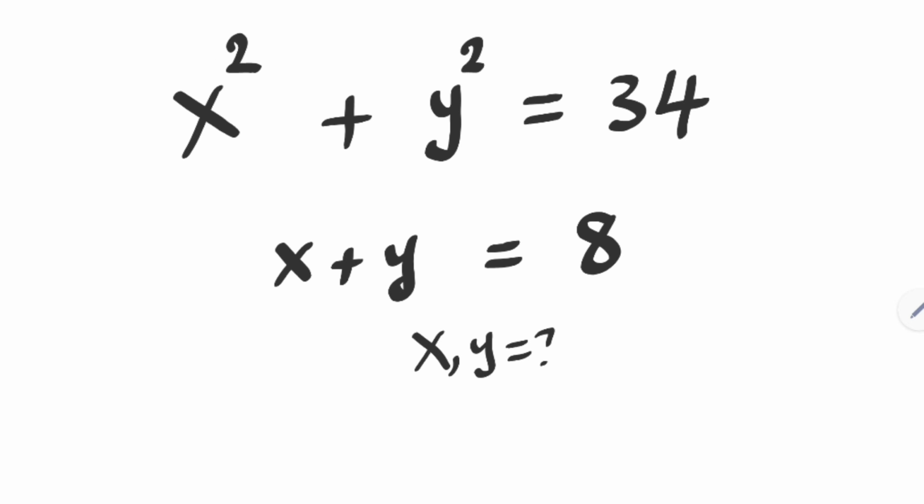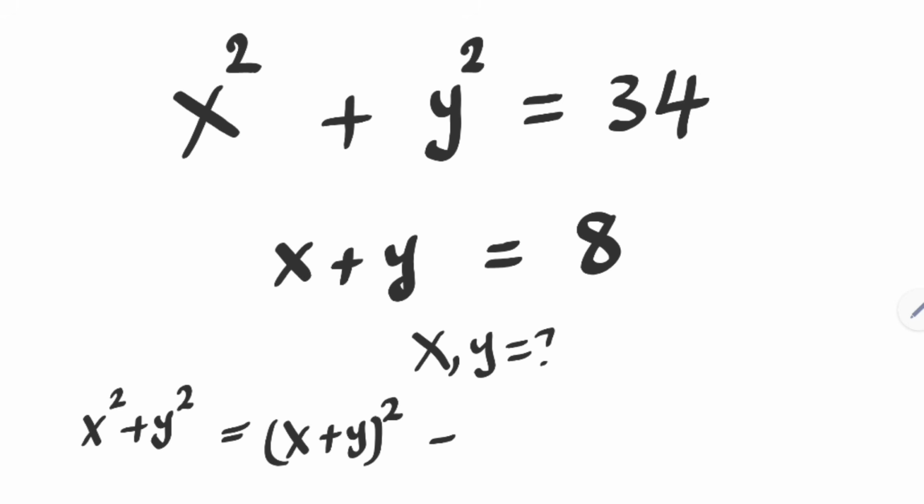Take note of this, that if you have x square plus y square, this is equal to (x plus y) all square minus 2xy. x square plus y square is equal to 34. Let us label this equation 1. Then x plus y is equal to 8. Let us label this equation 2.